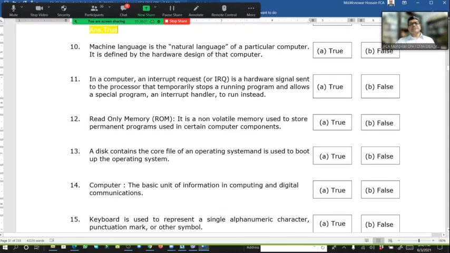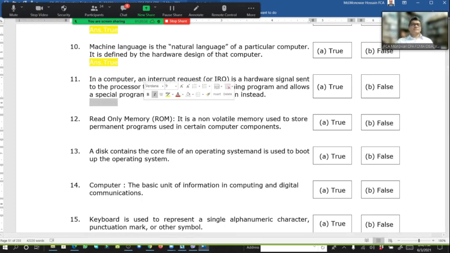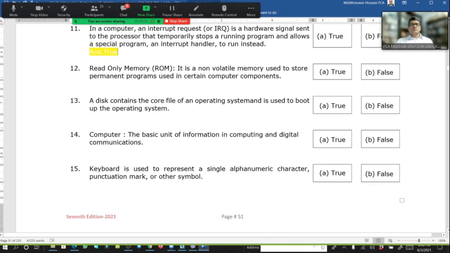Machine language is the natural language of a particular computer. It is defined by the hardware design of the computer. It is true, sir. In a computer, an interrupt request is a hardware signal sent to the processor that temporarily stops the running program and allows a special program, an interrupt handler, to run instead. True, sir.